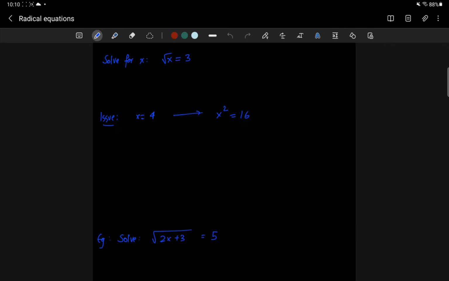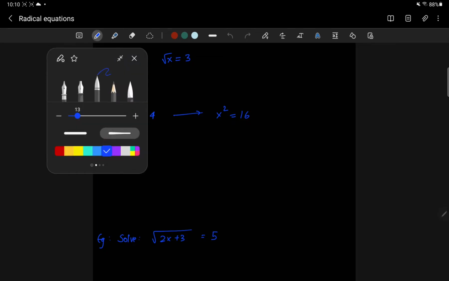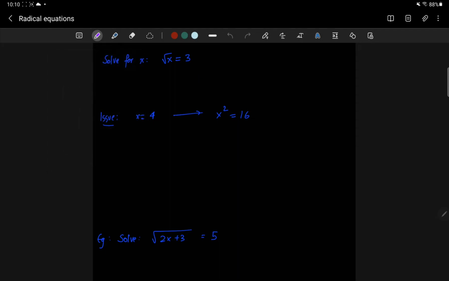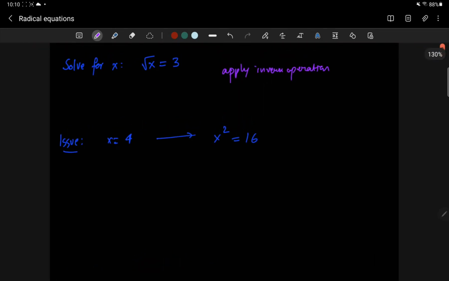So let's look at a very basic one. If you're solving for x, given that the square root of x is 3, we apply the inverse operation, which, in the case of square root, is squaring. So when we square this, you get root x squared is 3 squared, therefore x is 9, because the square root and the square cancel each other out.